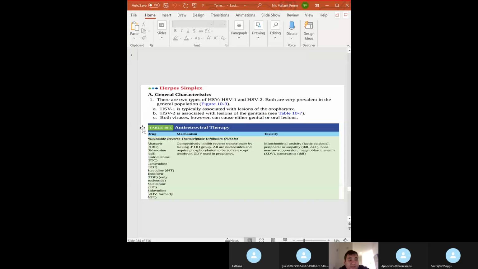Okay, so put a star here for antiretroviral therapy. I think that's very, very important. Know the mechanism. It's listed here, and then know the mechanism and the toxicity. So HSV-1 and 2 are different. 1 in the mouth, 2 in the genitalia. But we humans, we are very creative. So we can get either 1 or 2, right? Typically, HSV-1 is in the mouth and HSV-2 is in the genitalia.